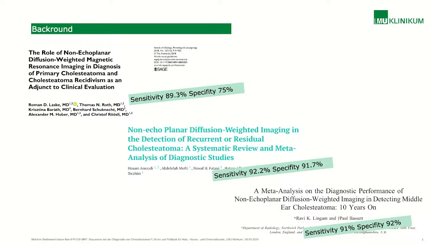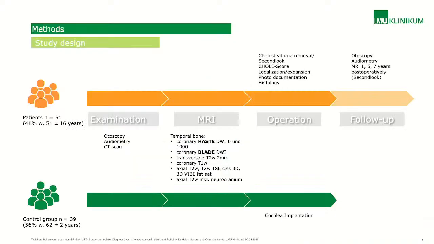So we wanted to verify if this applies to the setting in our clinic. In a nutshell, we are comparing two different MRI sequences from two different MRI scanners regarding the diagnostic accuracy compared to the pre-op clinical findings and the intraoperative findings. So we started this prospective study and included all cholesteatoma patients scheduled for surgery, and all got two different MRI scans preoperatively. As a control group, we also recruited patients scheduled for CI surgery who did not have any middle ear disease, and they also got an MRI scan preoperatively.